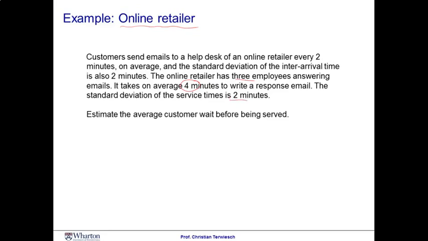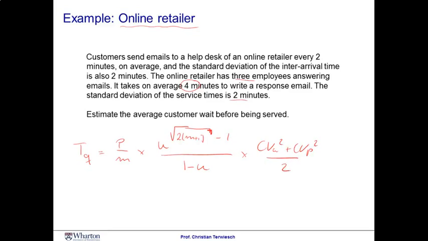What's the waiting time for the customers? Well, again, as before, I suggest we start by writing down the formula. P divided by M times the utilization to the power of the square root of 2(m+1) minus 1, divided by 1 minus u. Be careful with the minus 1. That's outside the square root here. The square root ends, but it's still in the exponent. Times (CVA squared plus CVP squared) divided by 2.